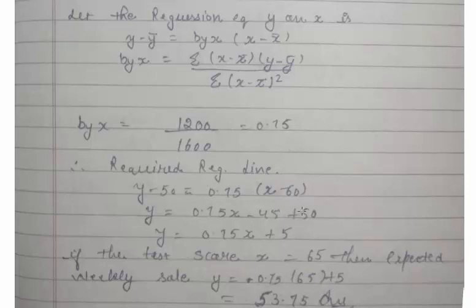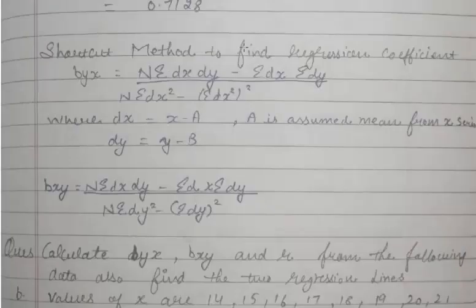After simplification, we get the equation y equals 0.75 into x plus 5. Now, if the test score is 65, then the weekly sales is obtained by putting the value of x as 65, which equals 53.7.